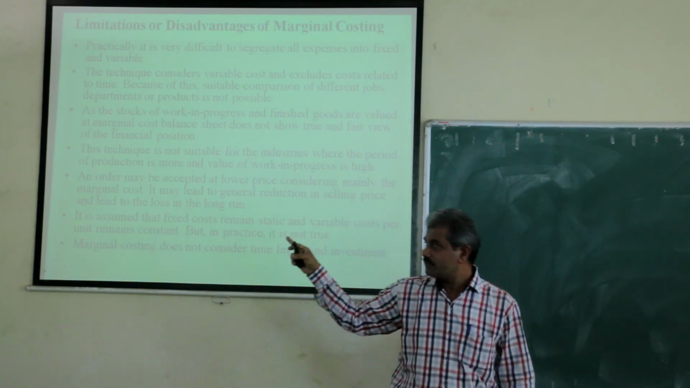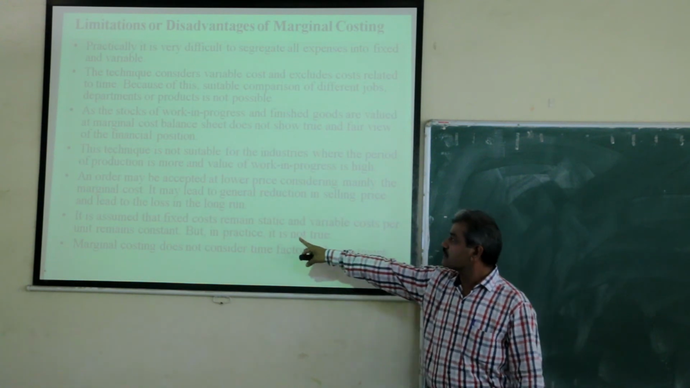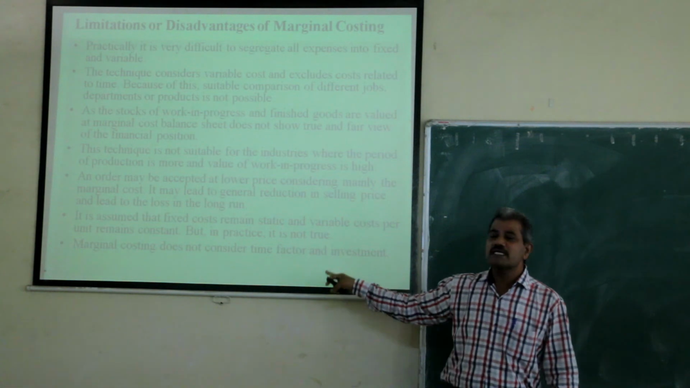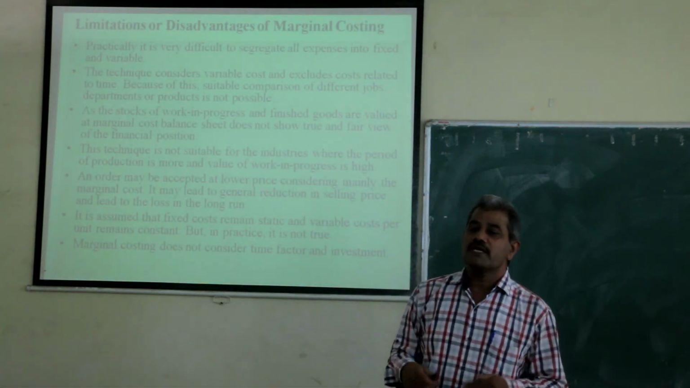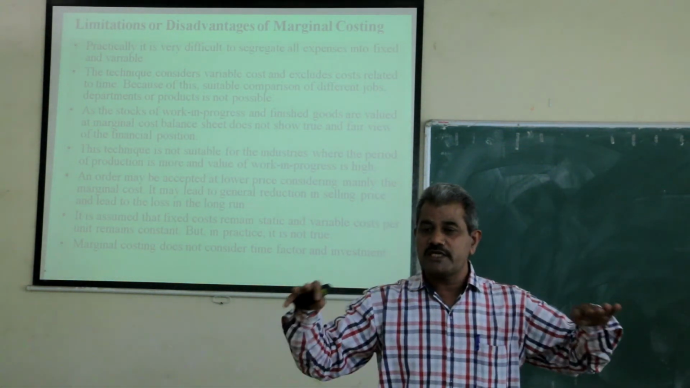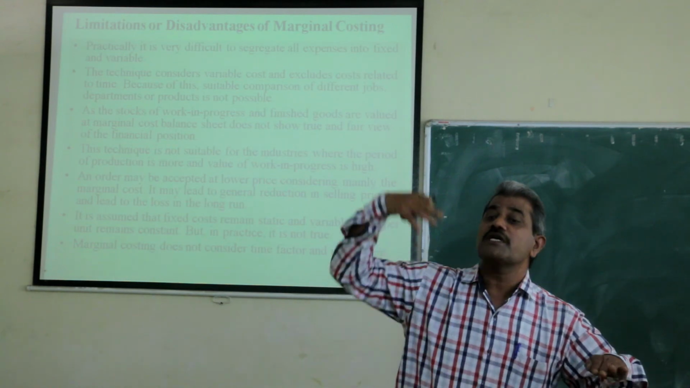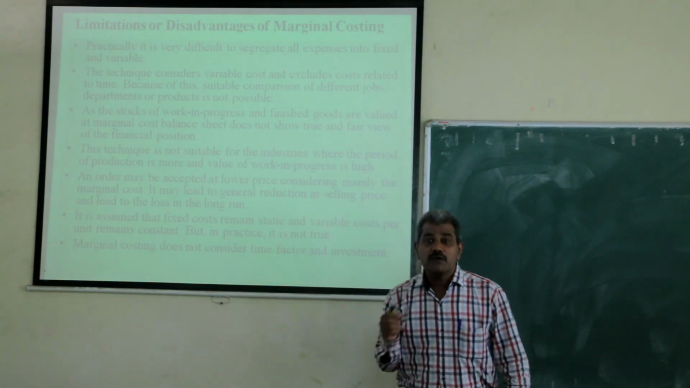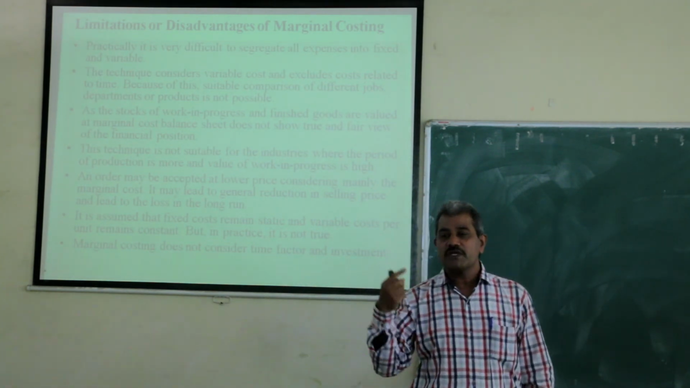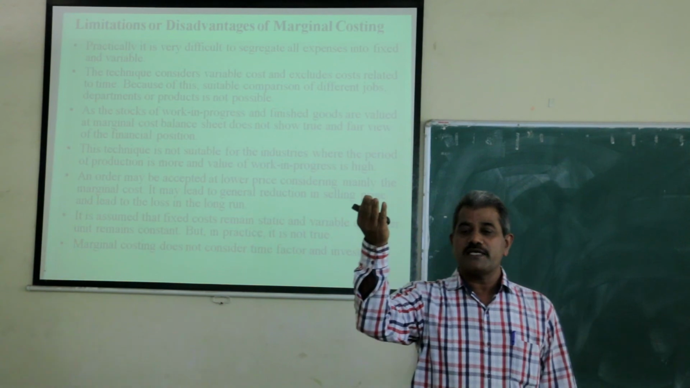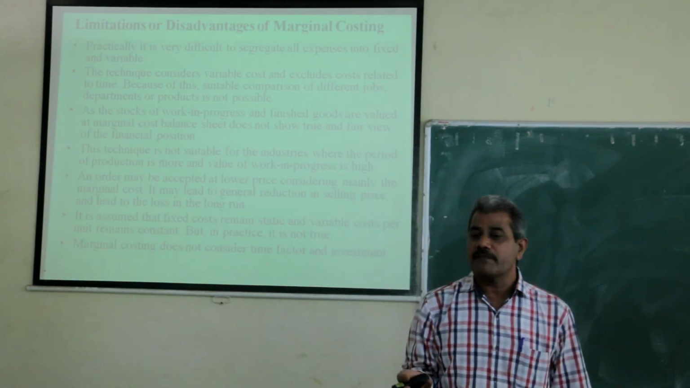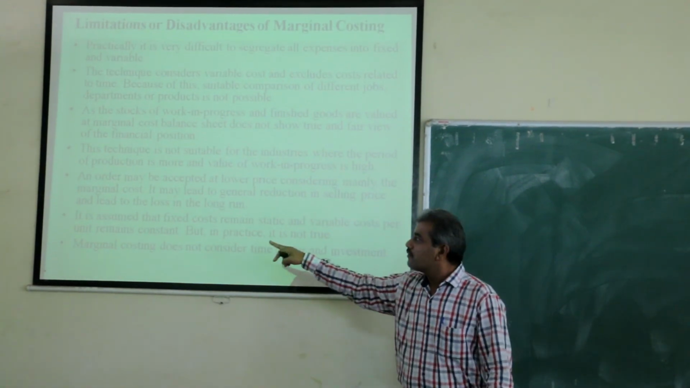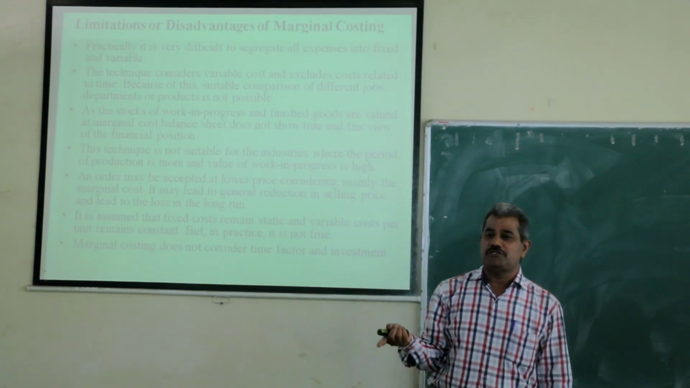It is assumed that fixed cost remains static and variable cost per unit remains constant, but in practice it is not true. We have assumed here that fixed cost will not change at all, even if the volume of production increases. And also we have assumed that the variable cost per unit will not change, even though the production level is increasing. But in practice it will not happen. The fixed cost may increase or the variable cost per unit will change.